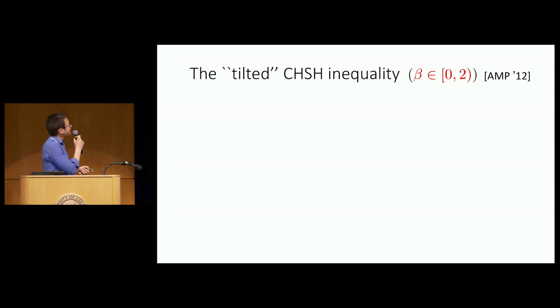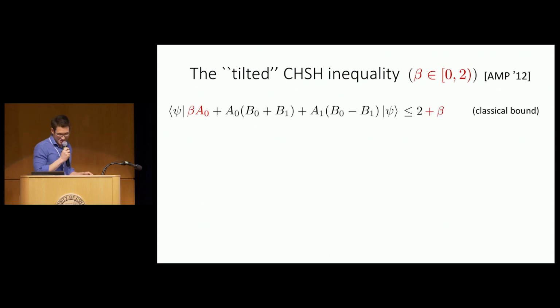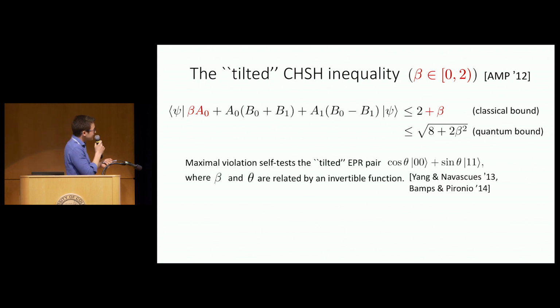It's very similar to CHSH. It just has an extra term beta A0 on the left-hand side, which gives an extra beta on the right-hand side. The quantum bound is square root of 8 plus 2 beta squared. And it turns out that any correlation that attains this quantum bound self-tests what is known as the tilted EPR pair, which is cos theta |00> plus sin theta |11>, where the angle theta and the parameter beta are related by some invertible function.